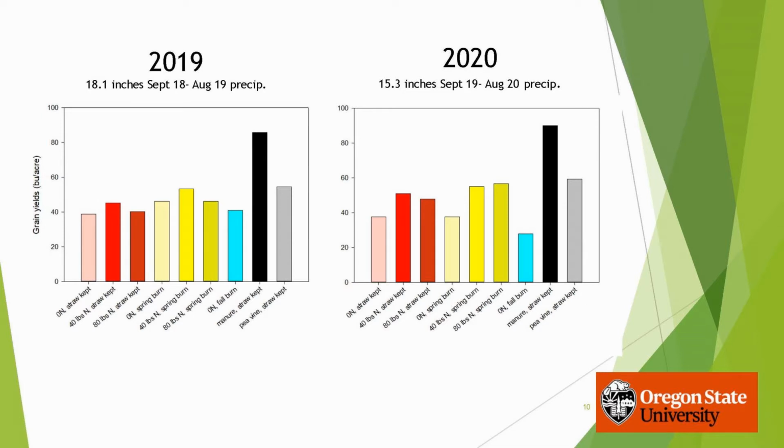If you look at the rest of the treatments, you do see how the no nitrogen added treatments tended to yield low. No surprise there. The lowest yielding treatment in both years is the fall burn no nitrogen added treatment, for example. Now, one interesting thing to observe is that there's not a clear benefit in terms of yields between the 80 pounds of nitrogen and the 40 pounds of nitrogen. And that was true also for both 2019 and 2020.